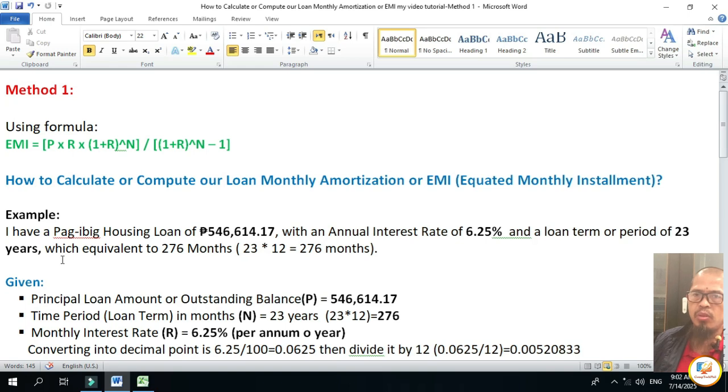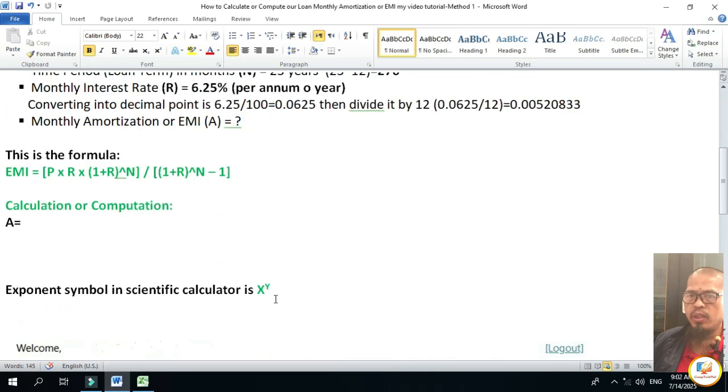Assuming I have a Pag-ibig housing loan of 546,610.17 with an annual interest rate of 6.25% and a loan term or period of 23 years, which is equivalent to 276 months. 23 times 12 is equal to 276 months. This quotation is realistic, based on my actual housing loan.